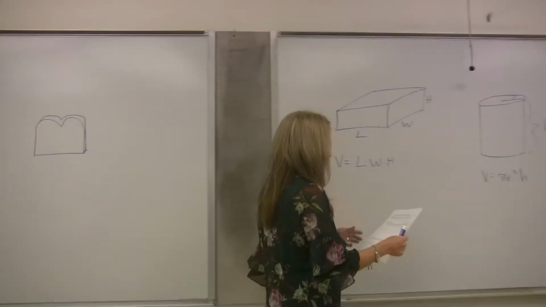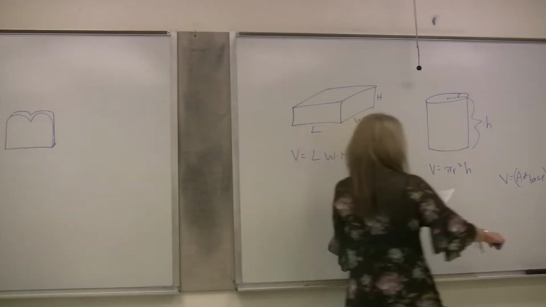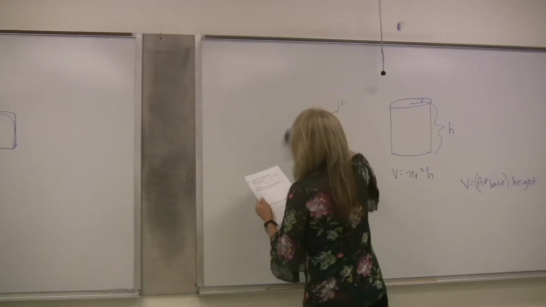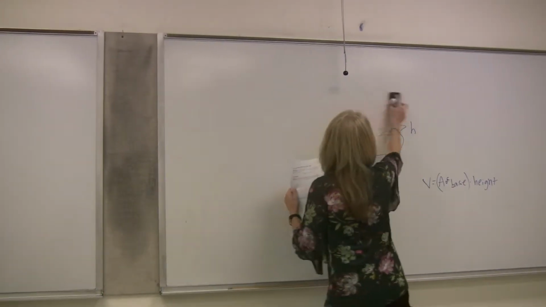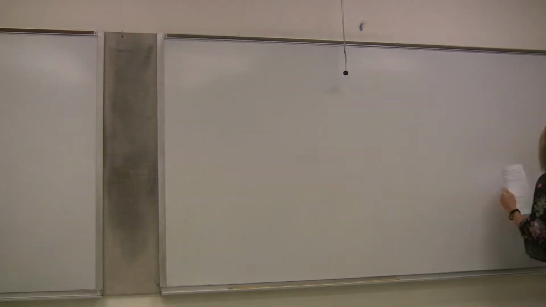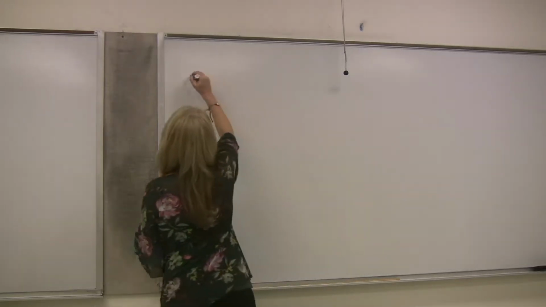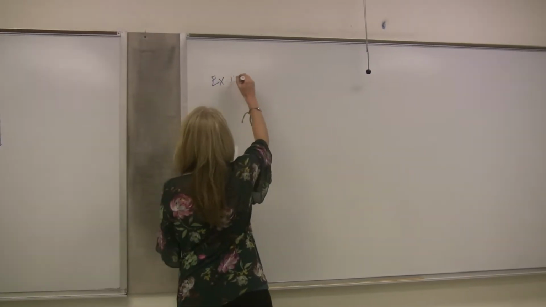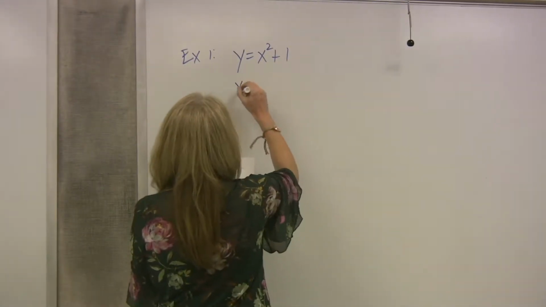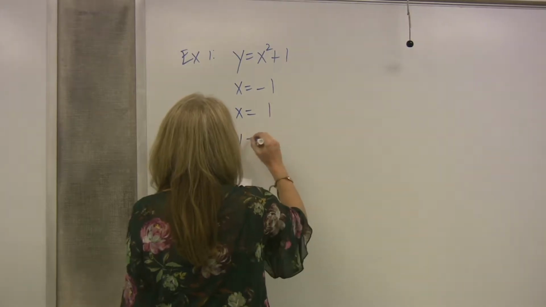Okay, solids of revolution. Example 1. Example 1 says to sketch this region and draw a representative rectangle. And then we're going to keep going with what it says. So it starts off similar to what we did on Tuesday. Let me write down my equations here. I have y equals x squared plus 1, x equals negative 1, x equals positive 1, and y equals 0.